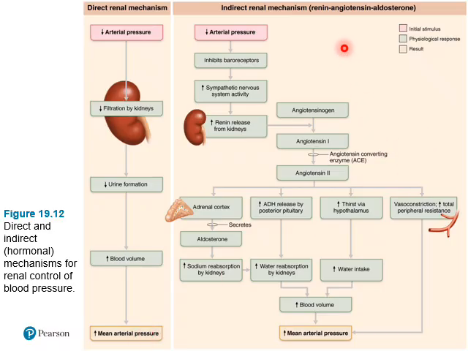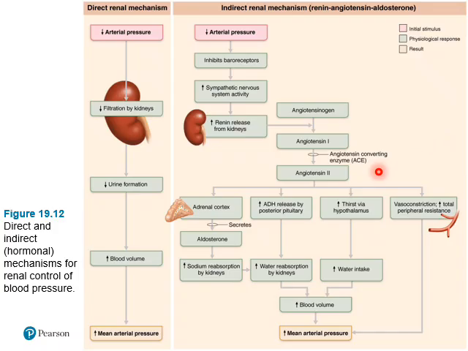Meanwhile, in the indirect mechanism, in the same stimulus, a decrease in arterial pressure would inhibit the baroreceptors. And when the baroreceptors are inhibited, it will increase the nervous system activity. And once the sympathetic nervous system activity is increased, it will stimulate the release of renin from the kidneys. The renin is now going to stimulate the conversion of angiotensinogen into angiotensin 1.